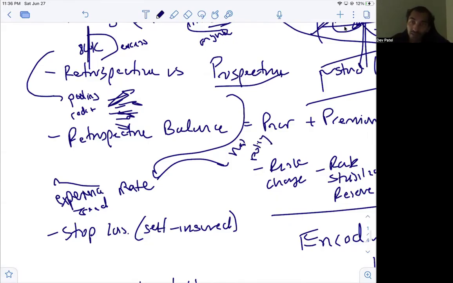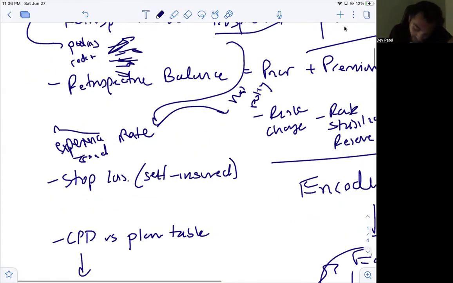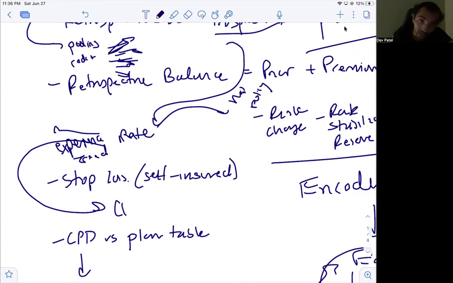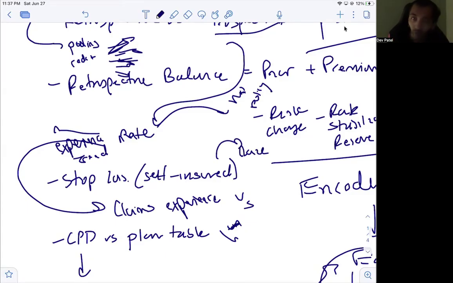What retrospective is, we have this baseline premium already set, and that's what's going to flow through the entire policy period. And at the end of the policy period, we'll look back and evaluate: did the claims experience exceed expectations, or was it not favorable? And depending on that, we raise the premiums for the next period, or we lower the premiums and do some sort of refund.